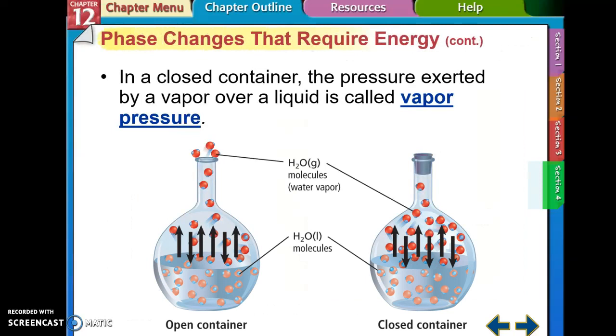Now, vapor pressure is part of vaporization, and that is the pressure exerted by a vapor over a liquid. So, in this open container, you can see all of this liquid water, and then the water vapor above it can escape. When it can't escape, over a closed container, you're going to have either boiling happen, or you're going to have an explosion. We would rather have boiling happen.